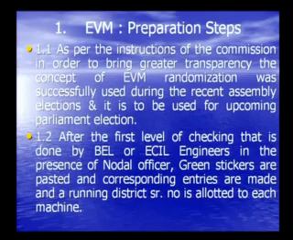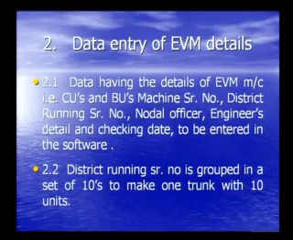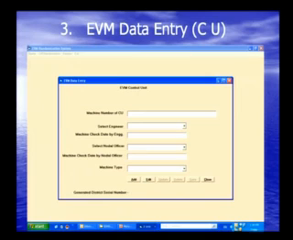After the first level of checking, which is done by the BEL or ECIL engineers in the presence of the nodal officer, green stickers are pasted and corresponding entries are made, and a running district serial number is allotted to each machine. Now see, it is very important that whatever entry we are doing, we have to put it inside the software. That we are showing in the next slide.